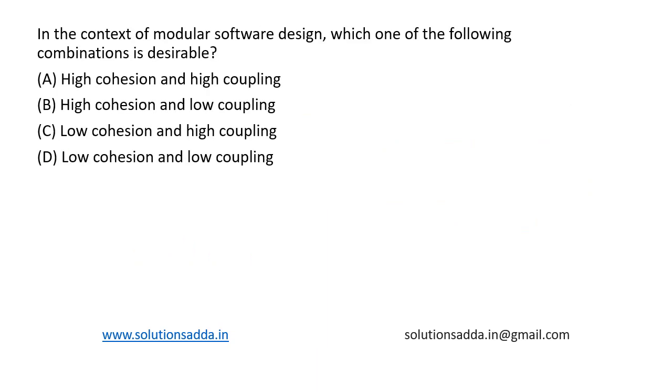This is a question from software engineering. In the context of modular software design, which one of the following combinations is desirable? Option A, high cohesion and high coupling. Option B, high cohesion and low coupling. Option C, low cohesion and high coupling. And option D, low cohesion and low coupling.